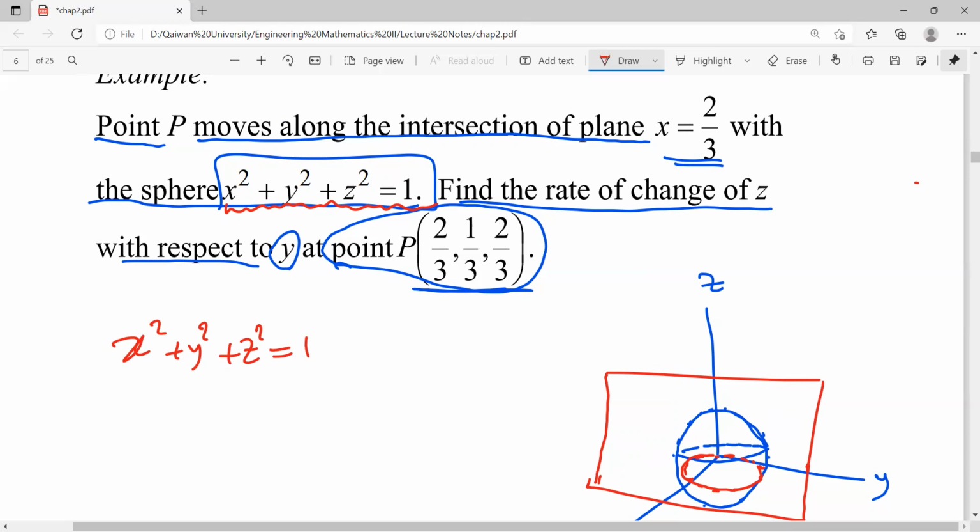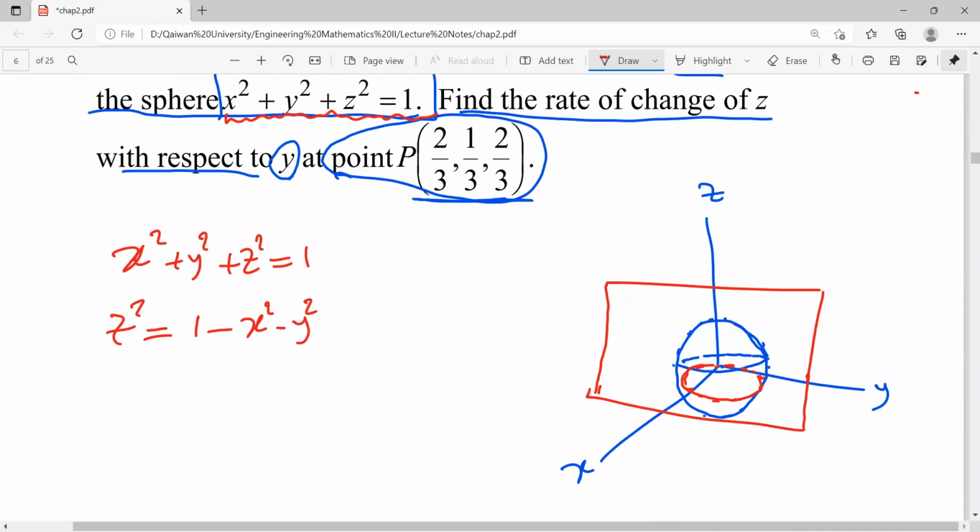To find f of xy, we must put z alone on one side and put all the others to the other side. Here we have z squared equals 1 minus x squared minus y squared. Okay, because z is f of xy, we say z equals f of xy, and here z equals the square root of 1 minus x squared minus y squared. This is the equation. This is f of xy.